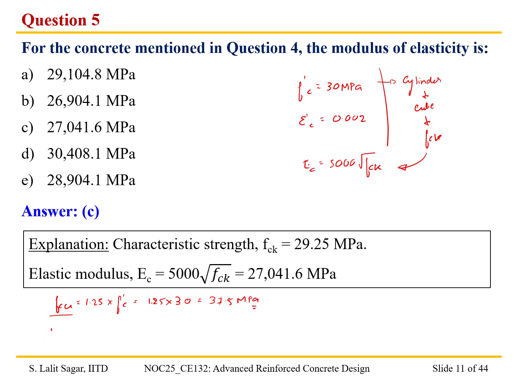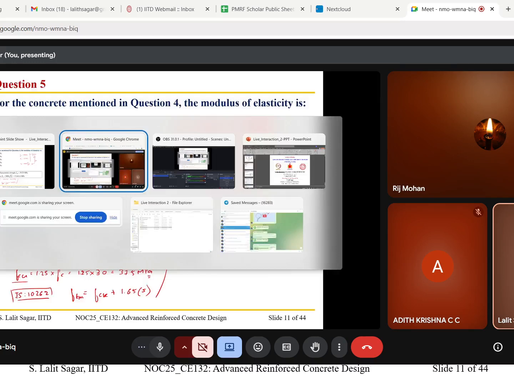Okay, so we need to take the help of IS 10262. Here we have the target mean strength, FTM, which is equal to FCK plus 1.65 times the standard deviation. Okay, so let me try to open that document for you, right?